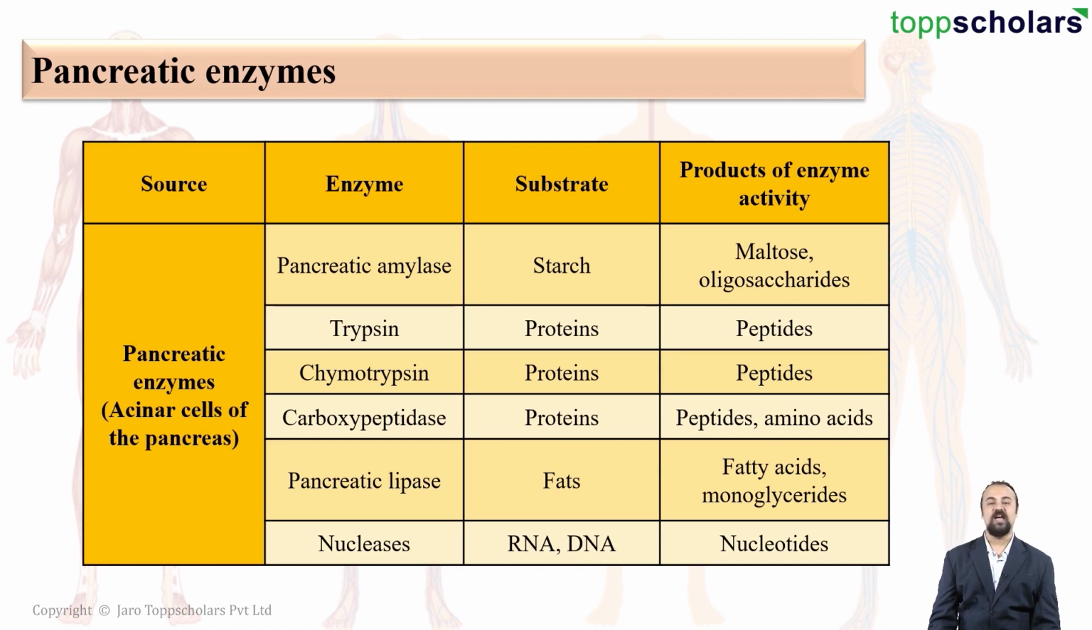Next students, we have the enzyme known as carboxypeptidase. It acts upon the substrate, that is proteins, and the products of the enzyme activity are peptides and amino acids. Next, we have pancreatic lipase.